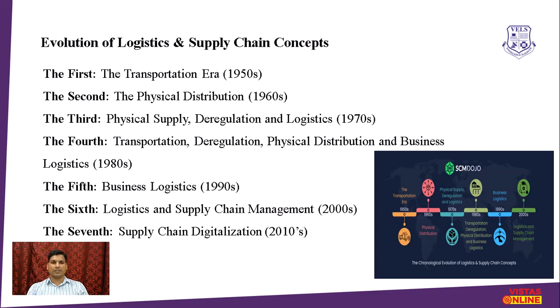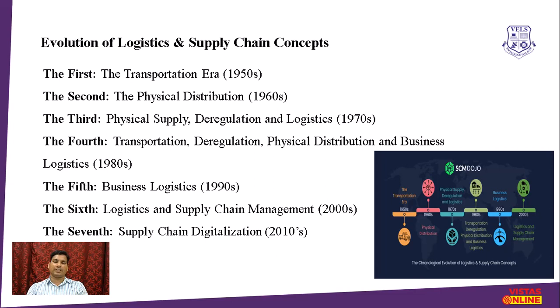In the fourth stage, we are talking about transportation deregulation, physical distribution and business logistics in the era of the 1980s onwards. Business logistics: you can export any kind of electrical, electronic or natural fruit items, or commercial items like tobacco. Because all these are regulated by the Indian government, and there should be approval from the importing countries as well, which is an important part of that.